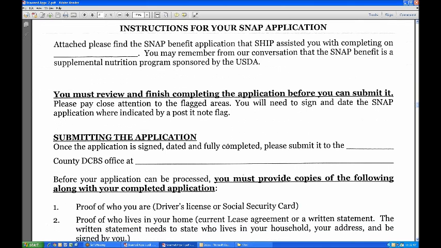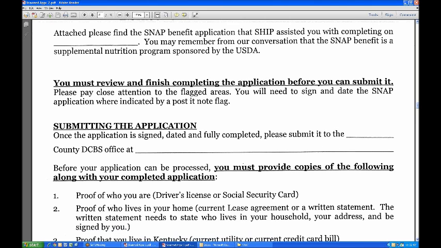And as with all the other applications, we have an instruction sheet for them. So you complete the date at the top, emphasize that they have to complete the application and review it, and sign where flagged, or complete the sections that are flagged. The DCBS office information goes here, address, phone number, and fax if you'd like.